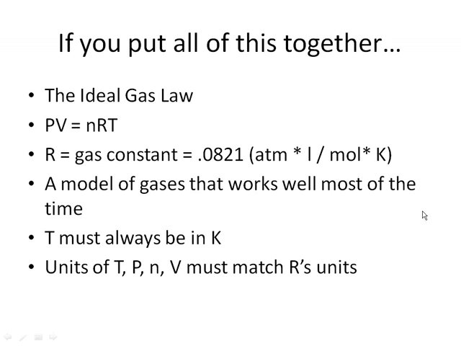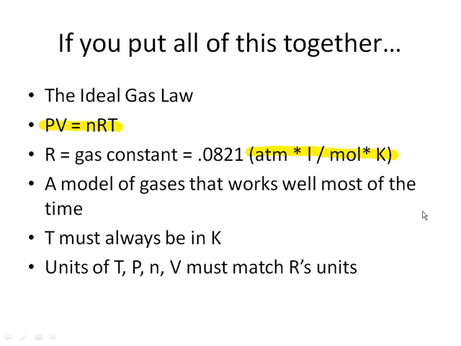If you put all of this together, you get what's called the ideal gas law. It's written as PV equals nRT, where the uppercase R is referring to a gas constant of 0.0821 atmospheres times liters divided by moles times Kelvin. So a really long unit there goes with this number. It's a model of gases that works well most of the time. That's why it's called the ideal gas law, not the all gas law.